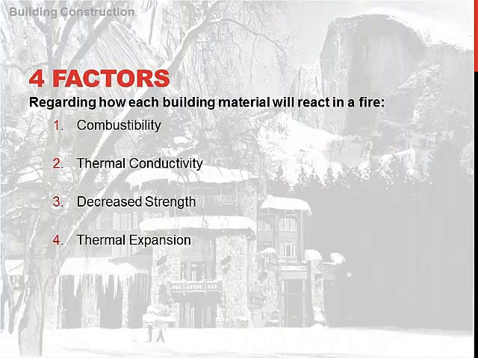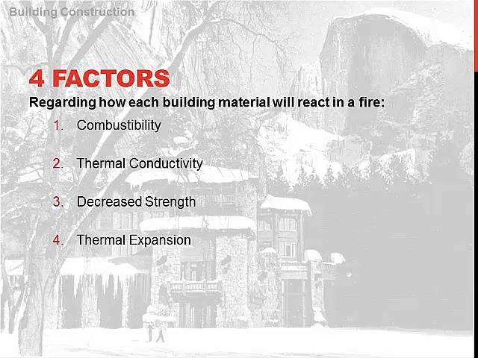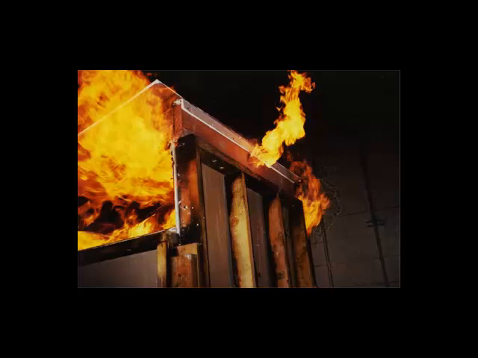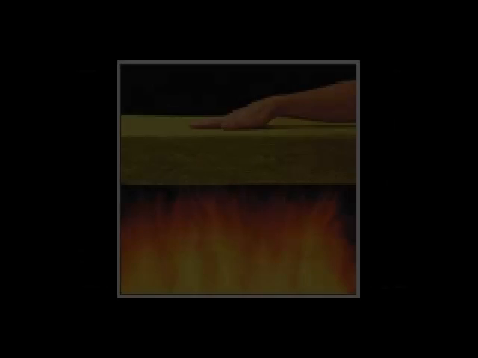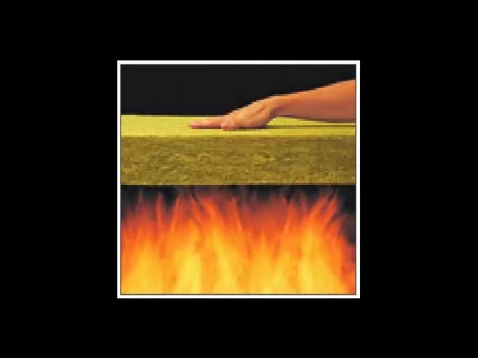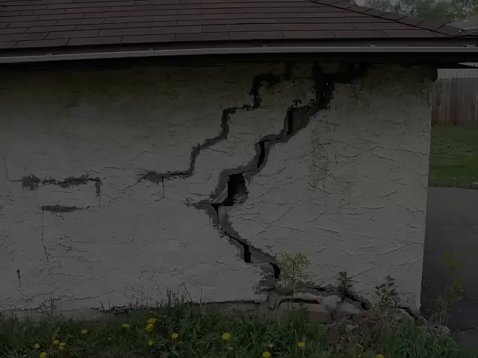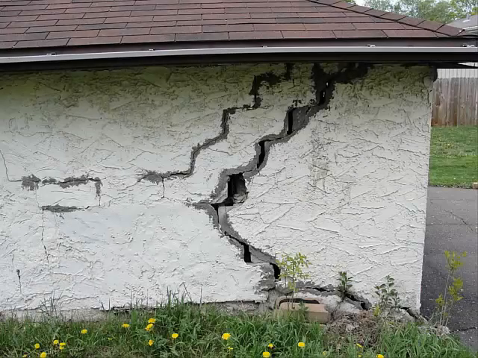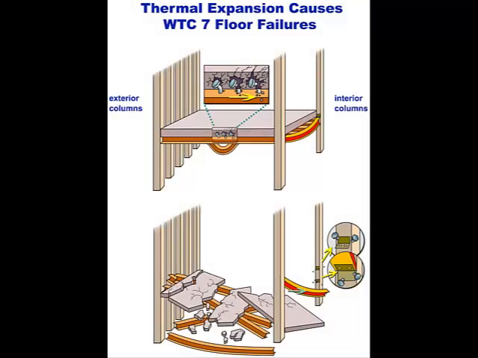So there are four factors that we're interested in regarding how each type of material will behave in a fire. Combustibility, meaning that the material will actually burn. Thermal conductivity, meaning how quickly heat will move through the material. Decreased strength, does it weaken when it's exposed to heat? And thermal expansion, does it elongate or grow when exposed to heat?